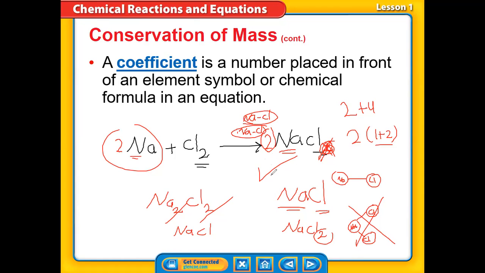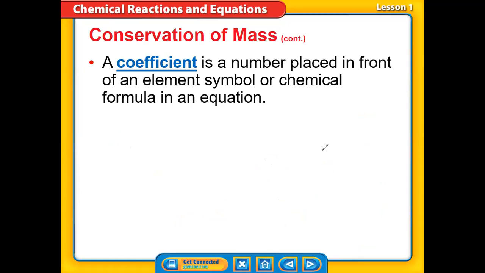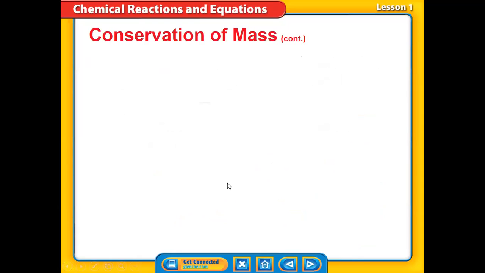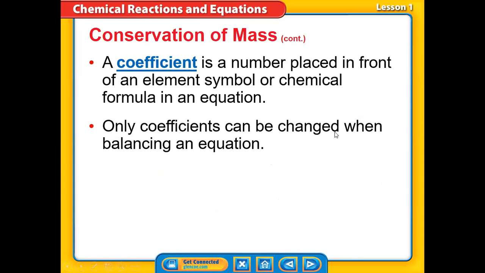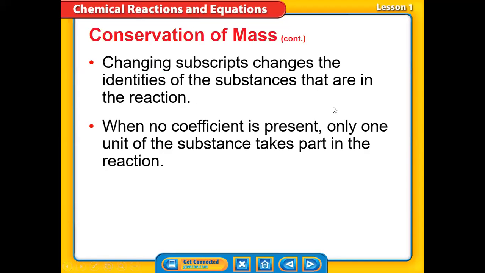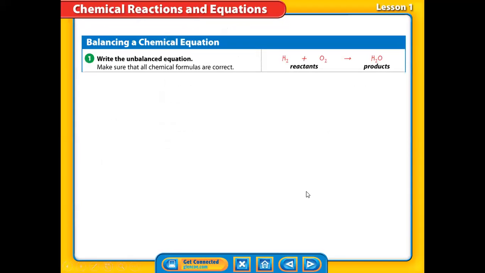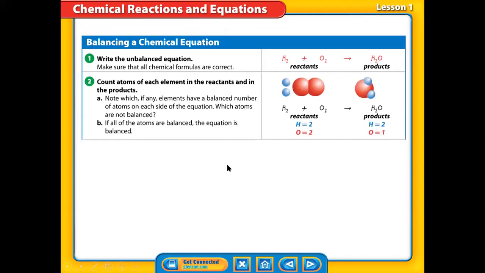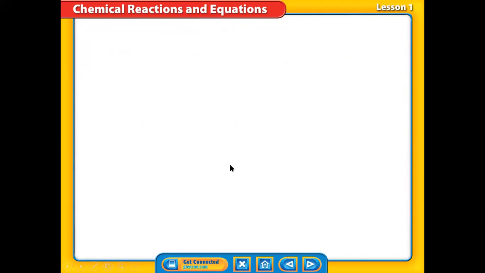So here, guys, this is the part which I highly recommend you put in your minds. Look carefully. Only coefficients can be changed when balancing an equation. Changing subscripts changes the identities of the substances that are in the reaction. When no coefficient is present, it means it's 1. Next time we're going to learn how to balance a chemical equation by practicing more and more.